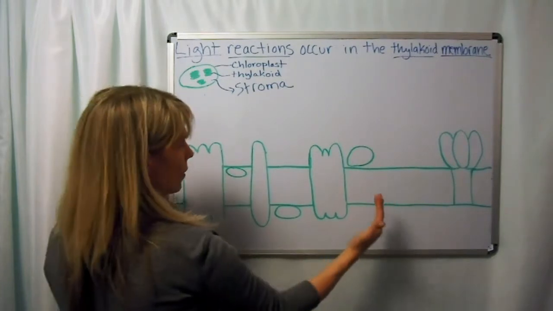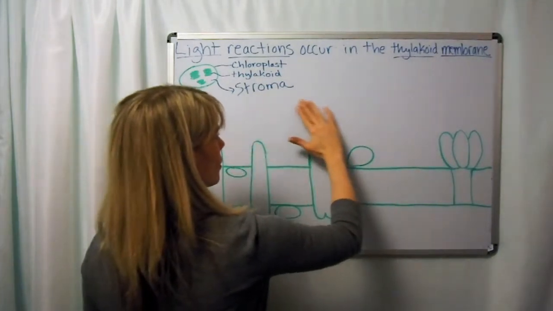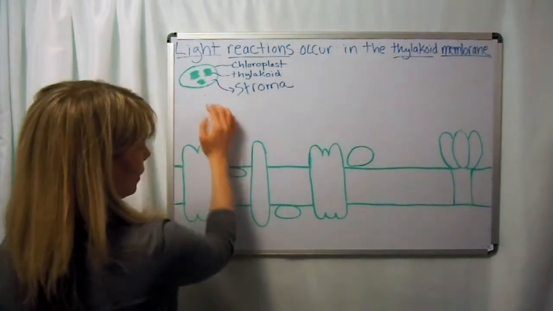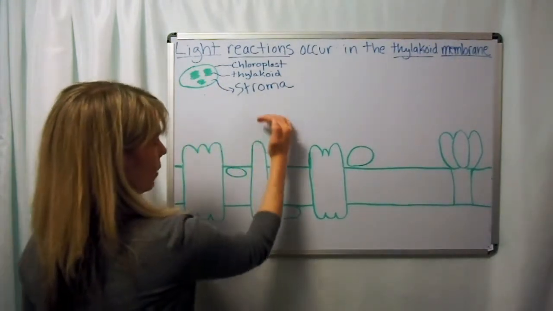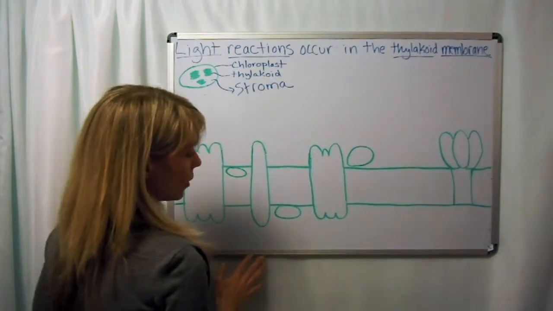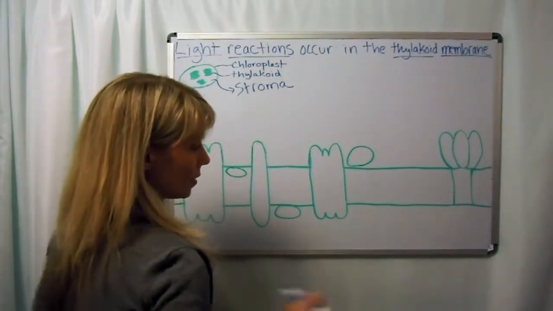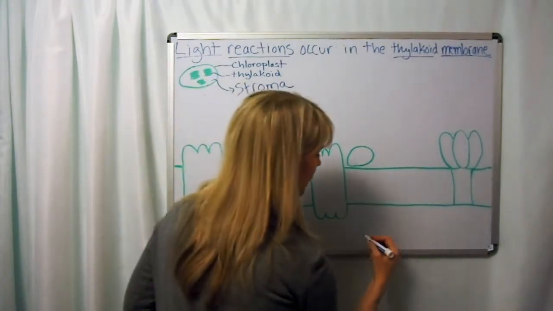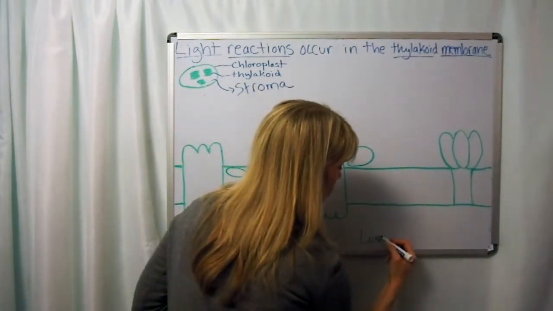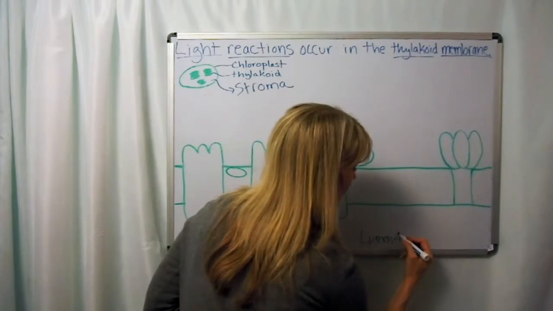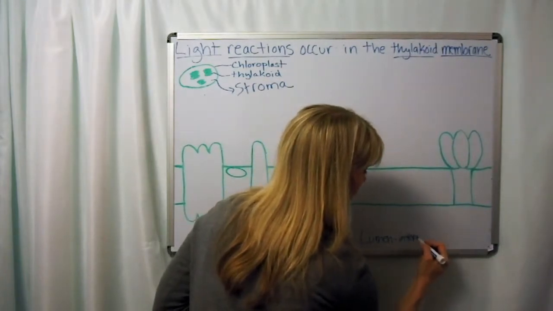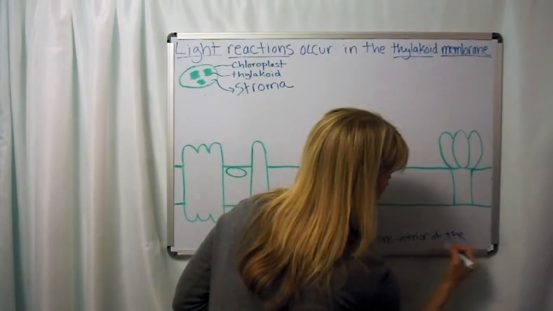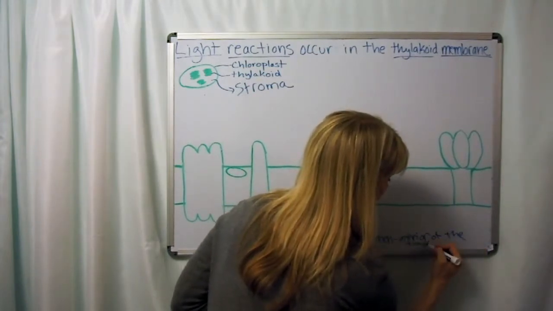And when we're looking at it this way, you can consider this side of it to be the stroma, okay? So we are actually looking at the outside of the thylakoid. And there actually is also a name for the inside, the interior space of the thylakoid membrane, and that is the lumen. So the lumen is the interior of the thylakoid membrane.